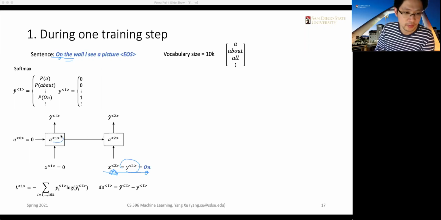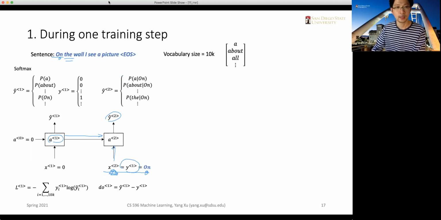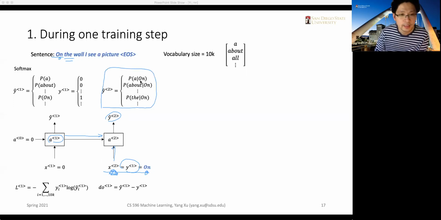The activations from the previous time step will be carried on here, and in combination with x2, we will make the prediction at the second time step. Let's call it y hat 2, and this is also a distribution of probabilities. The way we write these probabilities is that we put on within the condition.